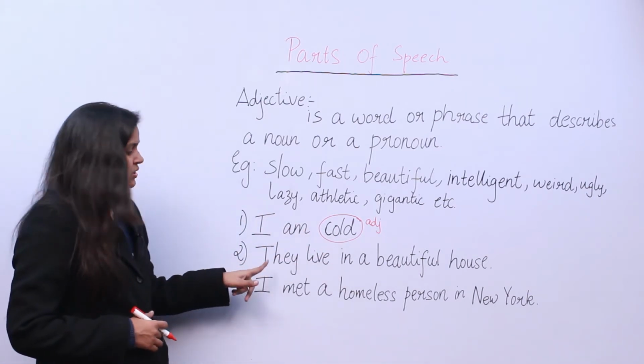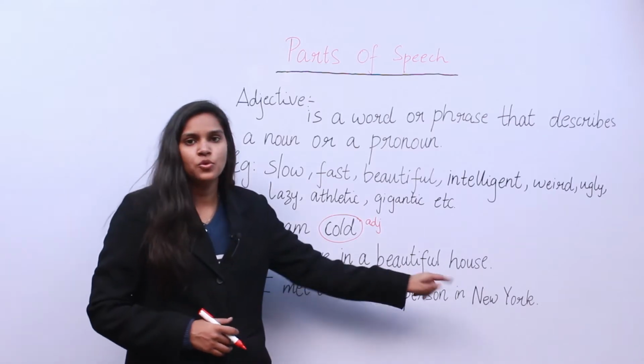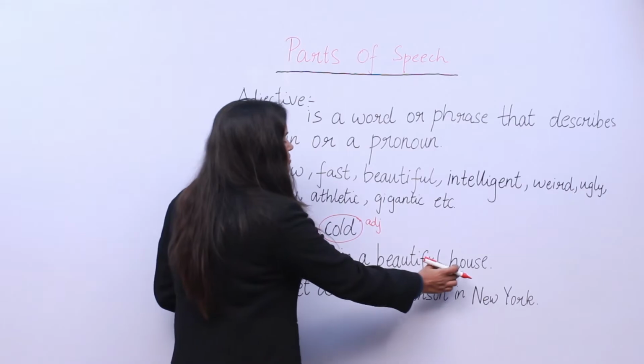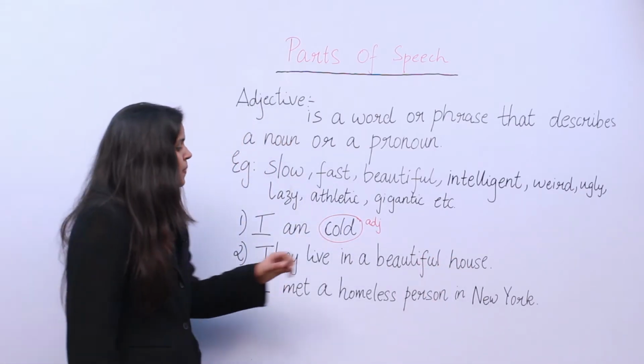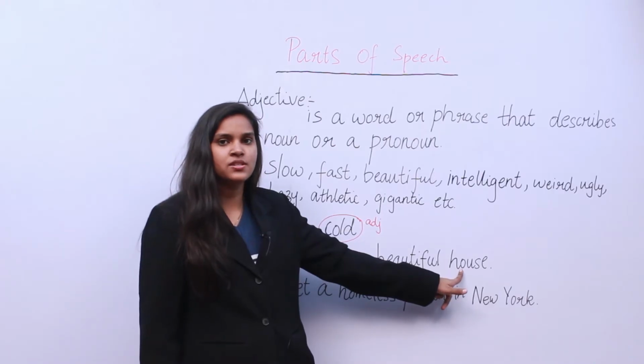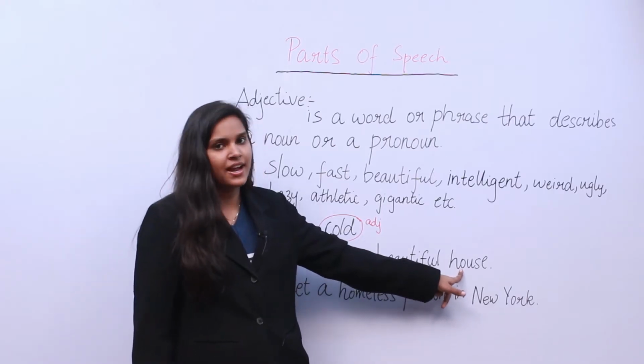Let's do another example. They live in a beautiful house. Here, house is my noun and beautiful gives me additional information about this noun. So this becomes my adjective.